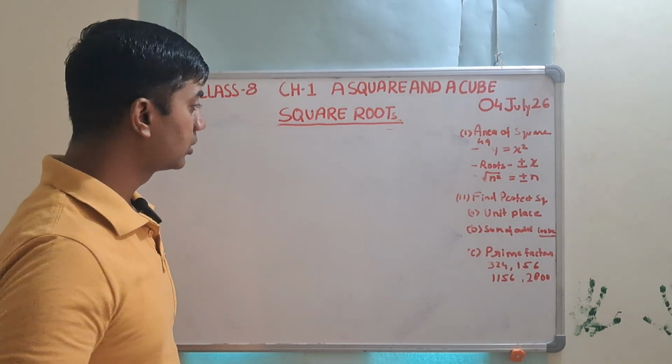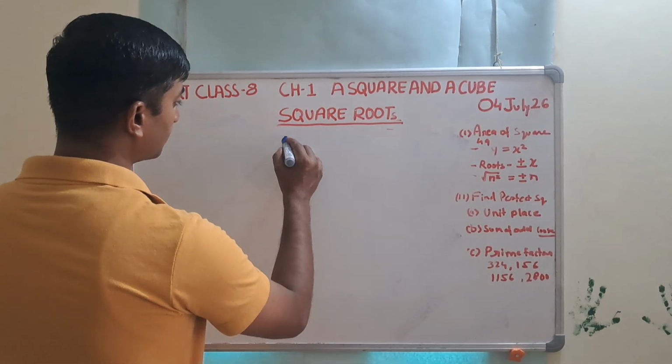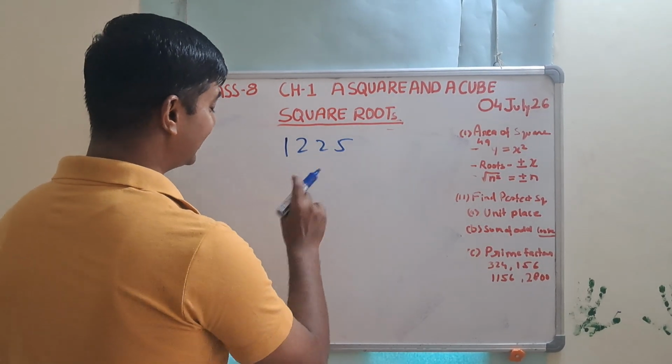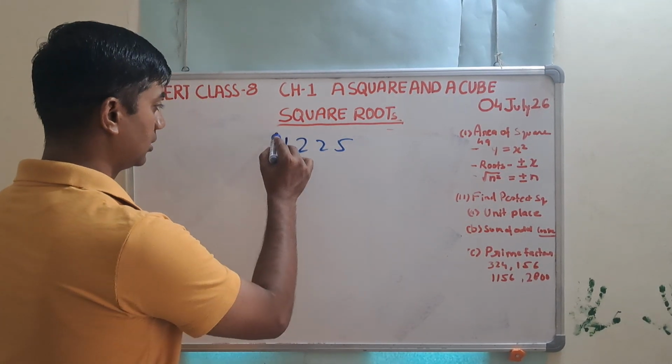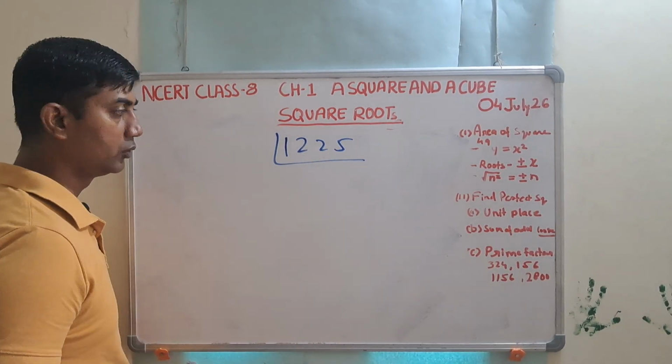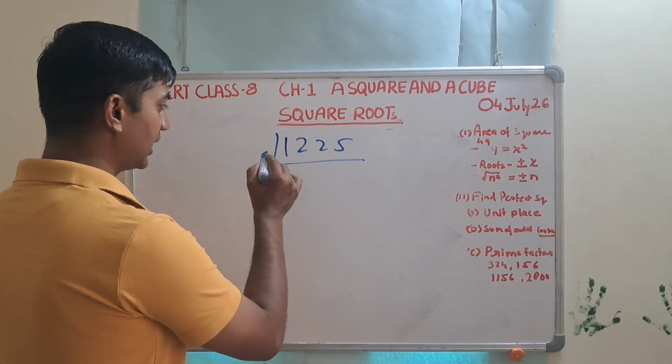We'll practice one more. See, 1225. Let's check. Is it divisible by 2? No. Is it divisible by 3? No. Is it divisible by 5? Yes.